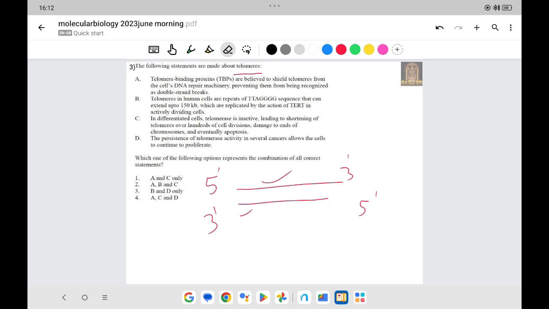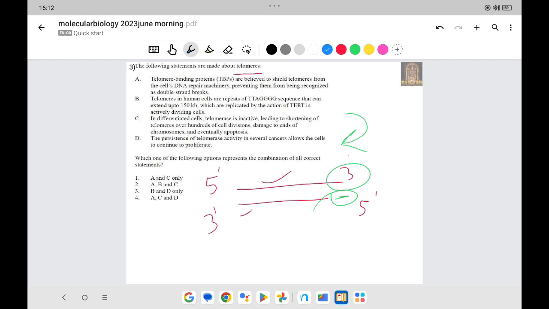So after the successful replication, this primer should be removed because it is made of RNA. So now there you can see a 3 prime overhang. This overhang portion is made of single stranded DNA, which is very much prone to be degraded via DNase enzymes. If that happens, then we will start losing the information that was present at that site, which is not a favorable thing. So now here the telomerase enzyme comes into play.